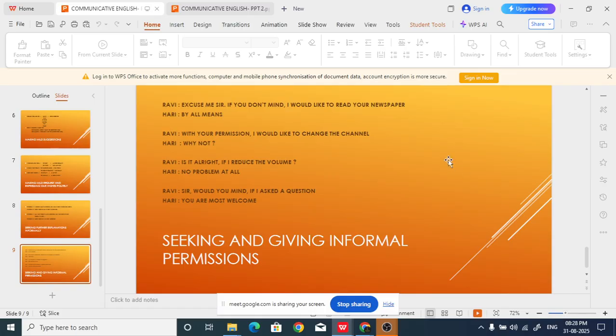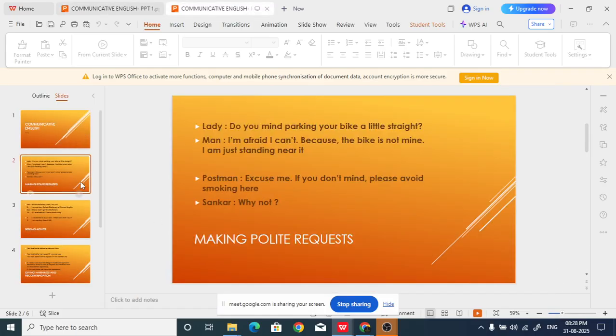Very good. Now we'll go one more slide. Making polite requests. One lady asked, "Do you mind parking your bike a little straight in the parking space?" Somebody has parked his bike at an angle. The man says, "I am afraid I can't, because the bike is not mine. I am just standing near it." That's the right way of answering. Instead of saying "I can't," he said, "I am afraid I can't." This is a polite way of saying it.